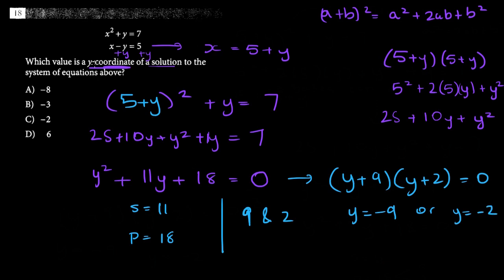The question asks for the y coordinate, and we automatically solved for y. We could have solved for x first and then subbed x into one of the equations and solved for y later, but that's double the steps. So we directly solved for y. And so y either equals minus 9 or minus 2. The only solution I'm seeing here is minus 2, and so C is going to be our answer. They didn't include minus 9, which is totally fine.